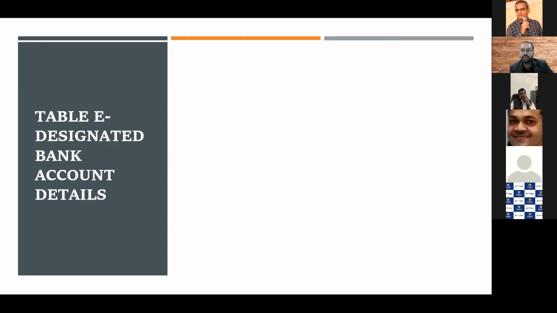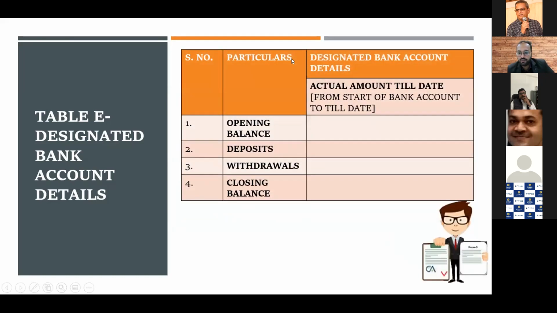Now, what additional table they have given is the table which they have introduced. You just have to mention designated bank account details, actual amount till date, from the start of the bank account to date. So if I am giving Form 3 now, I need to mention from the start of the bank account to date what the opening balance is, what deposits have been made into that account, what the overall withdrawals were, and the closing balance. See, now only the word deposit is written. So anyhow we need to match this closing balance as on the date of the certificate.